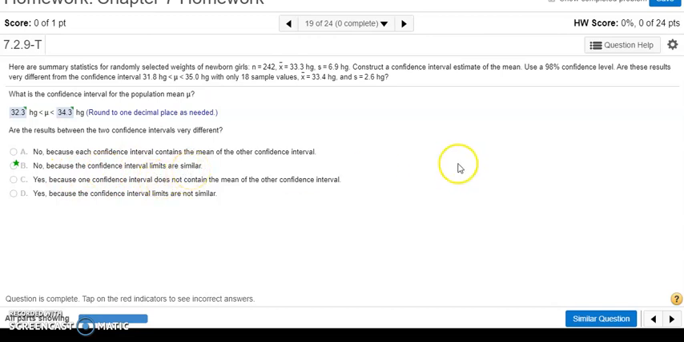So again, this is Chapter 7, question number 19.